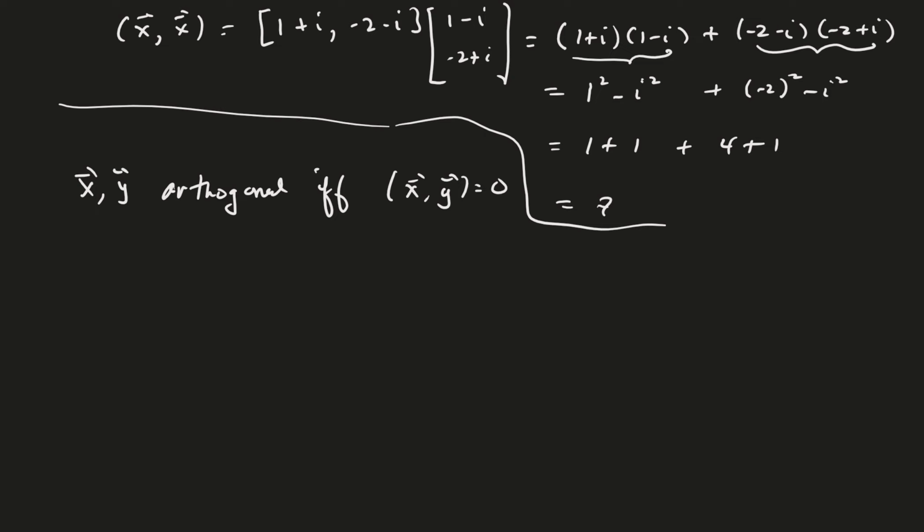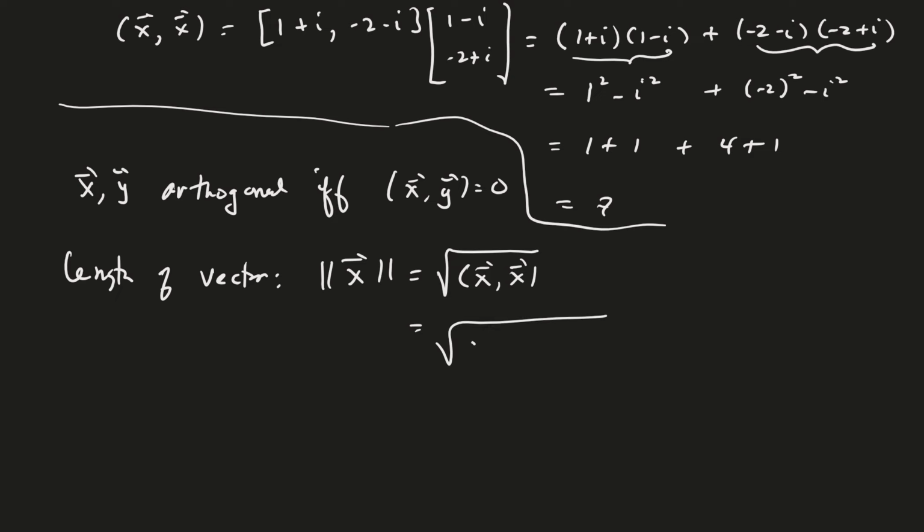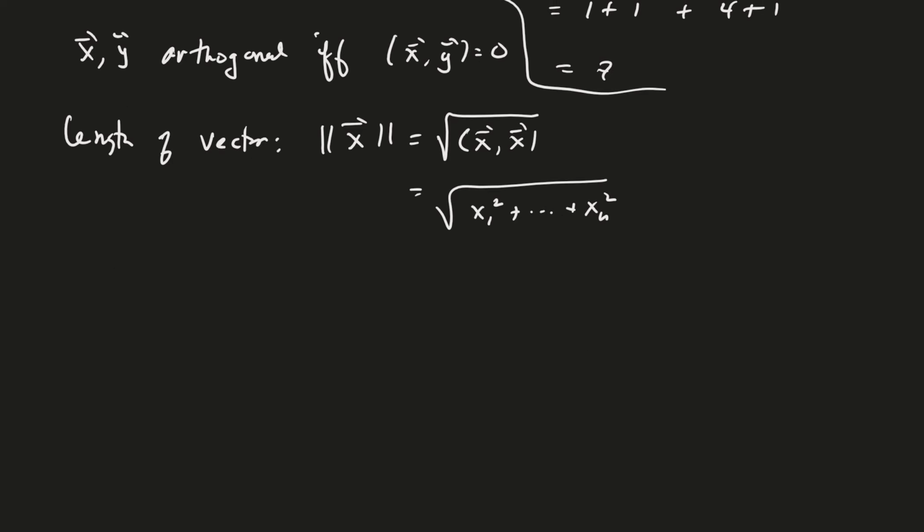Let's see, the length of a vector is the magnitude of x, right? And that's going to be the square root of the inner product of x with itself. Or you could write that as the square root of x1 squared plus up to xn squared. Good. And then let's see, what else do we need?